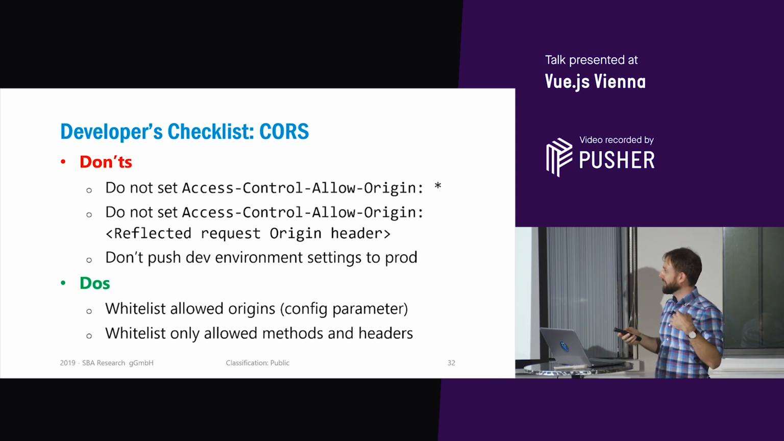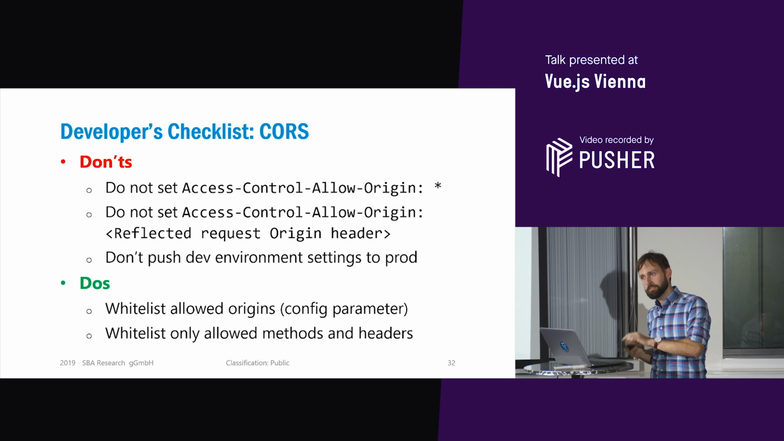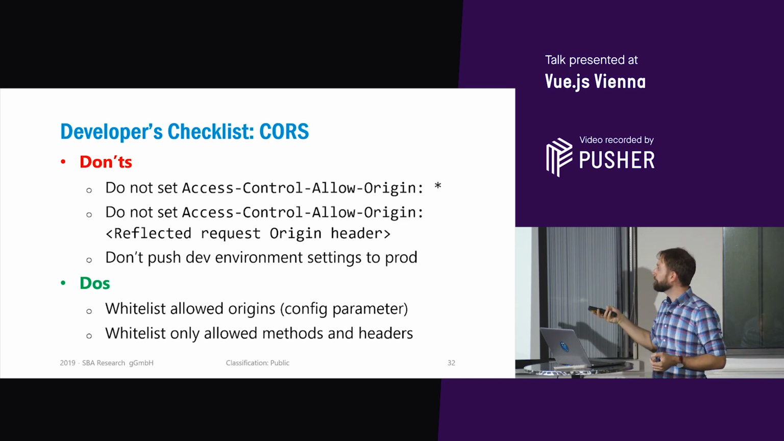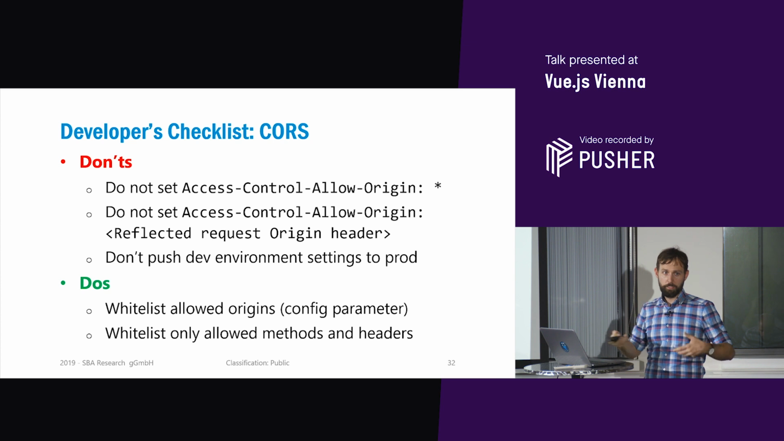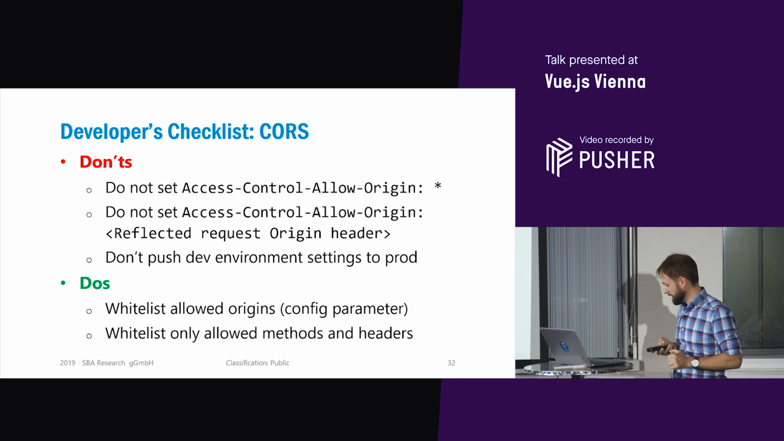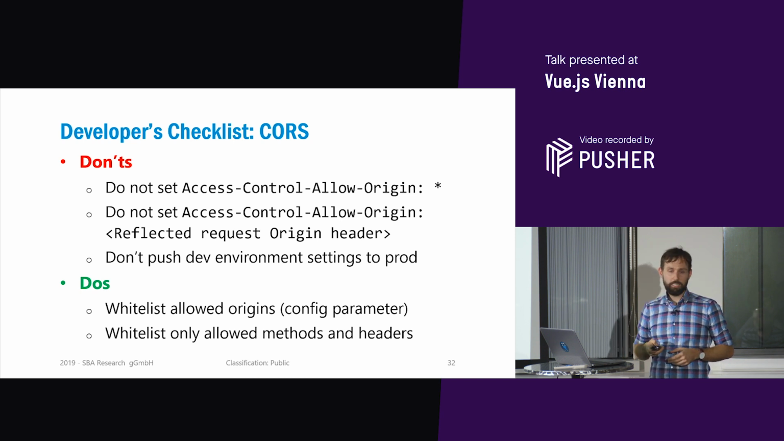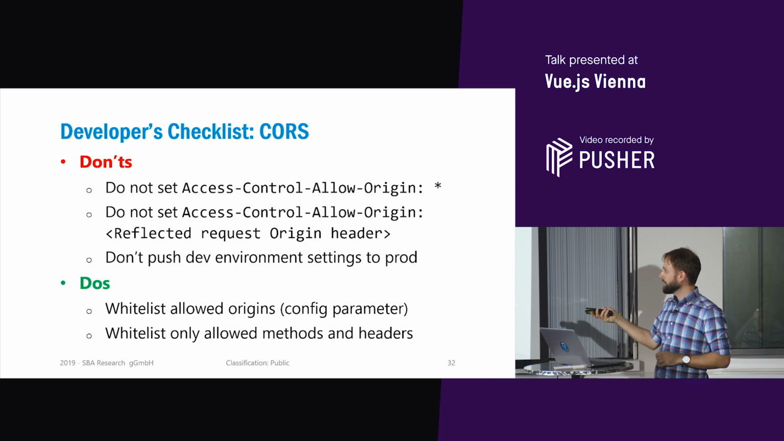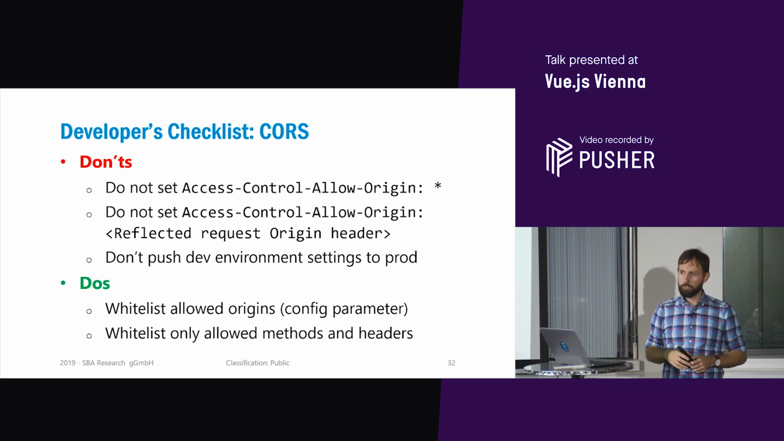Always just whitelist specific origin headers. Have them in a configuration file somewhere, and if the origin header is one of these, send that same header back. Don't just reflect the origin header, because that's the same thing as setting an asterisk for everybody. Check that in your environment if you have set this, because this could be dangerous. It might pop up in the next penetration test. Don't push the development environment settings to production, because they could contain something like this, since in your development environment you might want to be able to just see everything. So whitelist the allowed origins as a configuration parameter, and whitelist only allowed methods and headers. Just make sure not to open up everything.